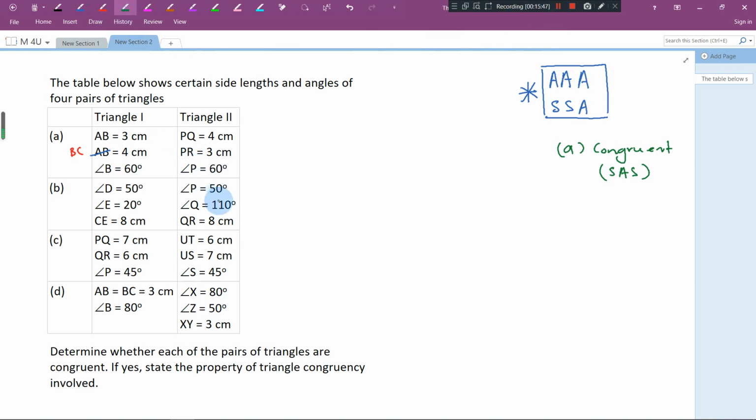Let's go to B. Same thing, we just simply sketch a diagram. We have vertex C, vertex D, and vertex E. We don't have to really think how long we should draw or how big the angle should be. We just simply sketch a diagram. CDE, PQR. After sketching the diagram, the next thing we need to do is to transfer all the given information onto the diagram. Angle D is 50 degrees. Here is 50 degrees. Angle E, which is here, is 20 degrees, and CE, which is over here, is 8 centimeters.